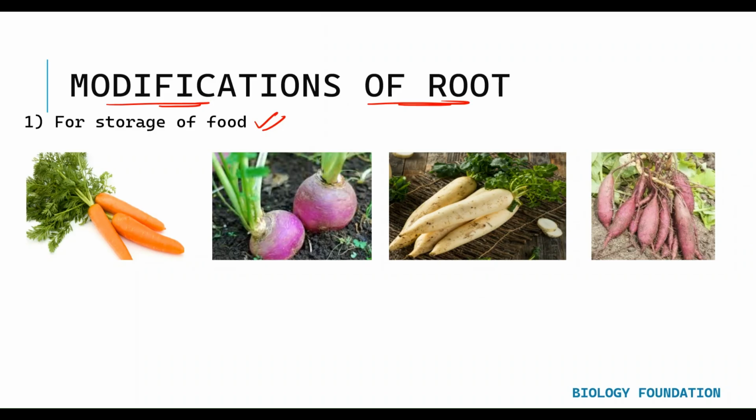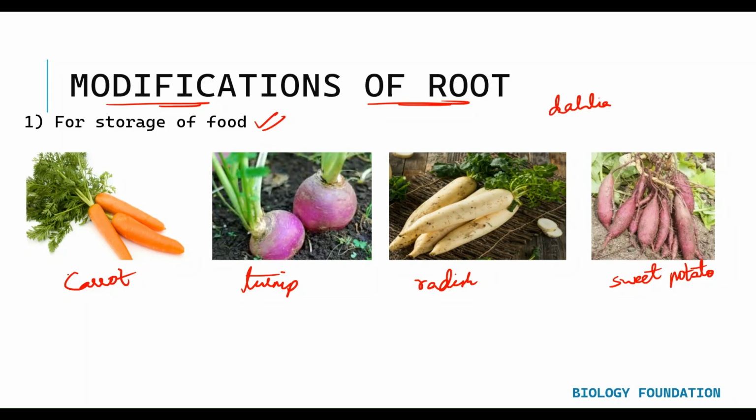In any plant, the root helps in absorption of water and minerals from the soil. Roots help to see that the plant is firmly attached to the soil, and roots help in preventing soil erosion. But in some plants, the roots get modified for storage of food. Examples include carrot, turnip, radish, sweet potato. We have other examples as well, like dahlia, asparagus. So, in some plants, the roots are modified for storage of food.